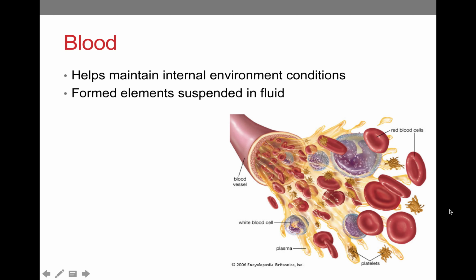It has different parts, so the liquid, kind of like straw yellow color part, is called the plasma. It has white blood cells for fighting infection, red blood cells for carrying oxygen, and platelets that help in clotting.